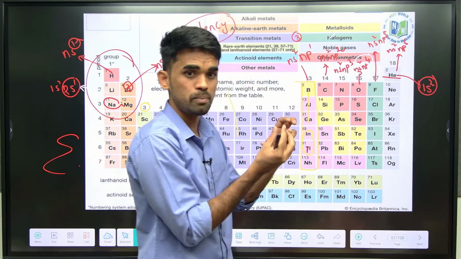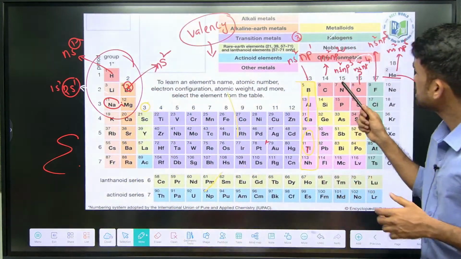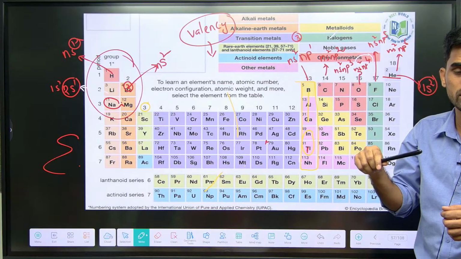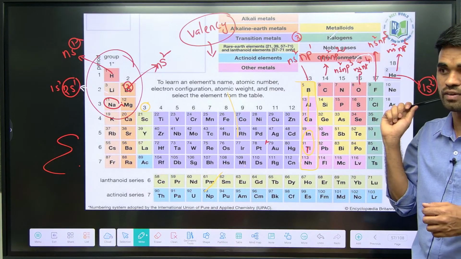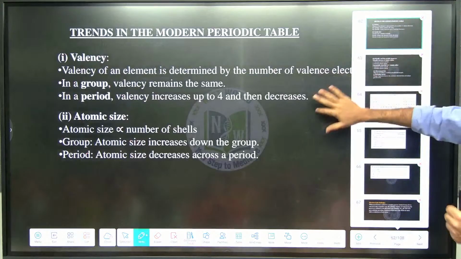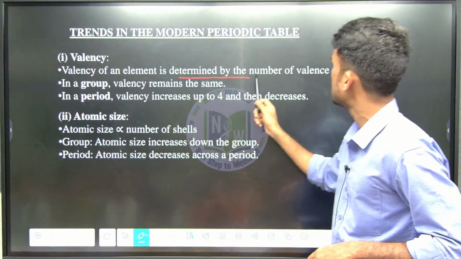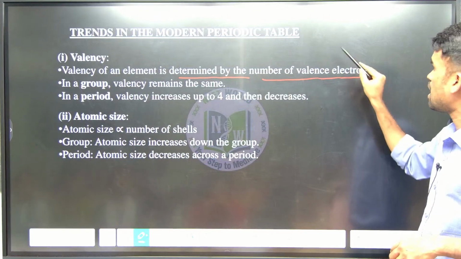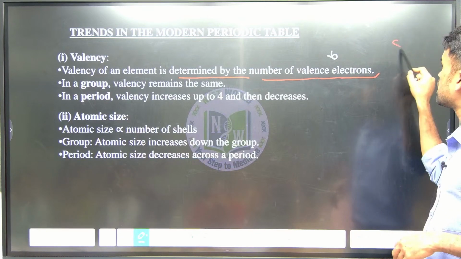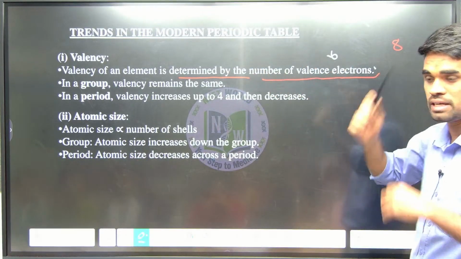Valency is the combining capacity of that particular element. For the nitrogen family, how many do we have? 5. So by gaining 3 more electrons, it attains the octet configuration. Read this line once. Valency of an element is determined by the number of valency electrons. For oxygen there are 6 valency electrons, so in order to get that octet configuration, 2 electrons are required. Like that, based on the valency electron count, we can say its combining capacity.